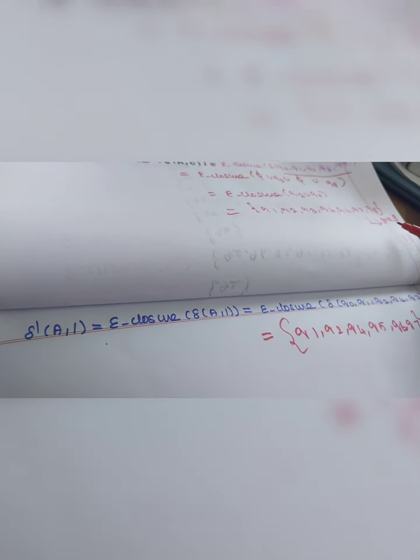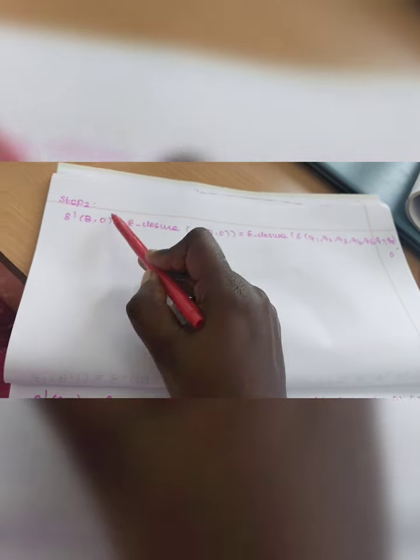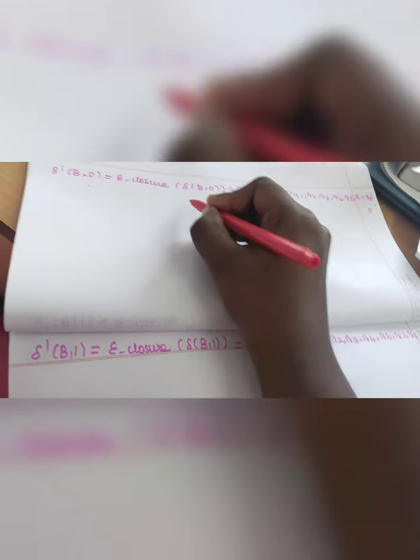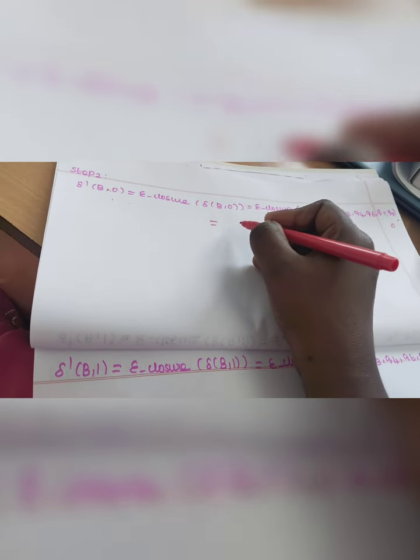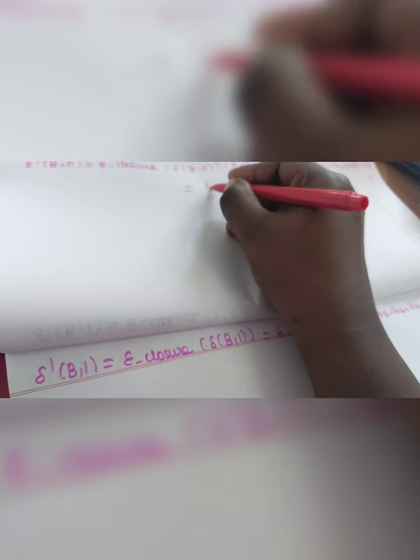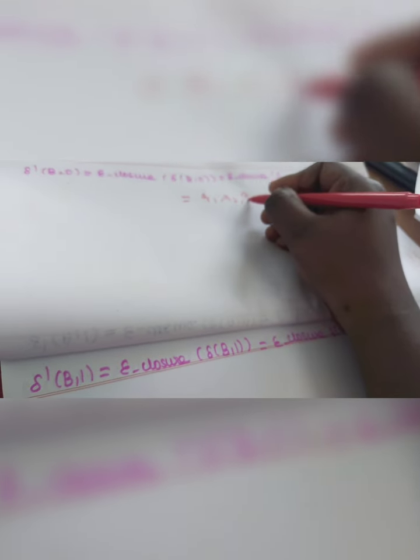Then next step, this is step 1. So step 2, you have to process state B with the input 0 and 1, and state C with the input 0 and 1. Next, state B with the input 0, state B with the input 1. If you are processing state B with the input 0, you got Q1, Q2, Q3, Q4, Q6, Q7, Q8 and Q9. So this is also one new state. I am taking this as state D.